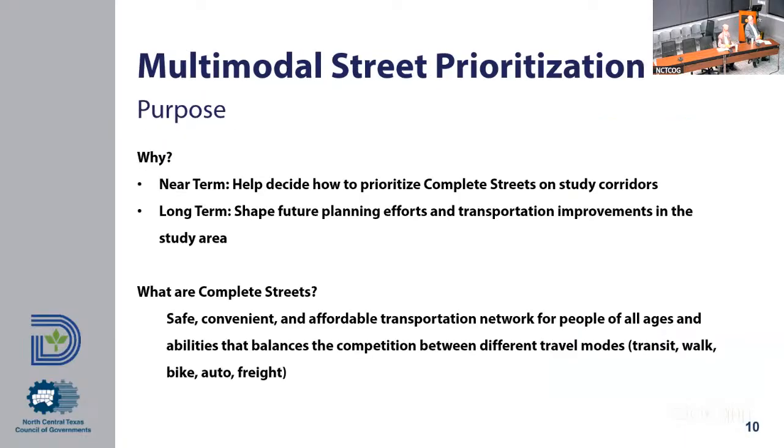Next slide. The purpose of the multimodal prioritization was to identify how the streets in the study area should be planned and designed for safe and efficient travel for all modes using complete streets or context-sensitive design principles. Context-sensitive design supports safe, convenient, and affordable transportation networks for people of all ages and abilities that balance the competition between different travel modes, be it transit, walking, biking, automobiles, freight, all within the roadway.